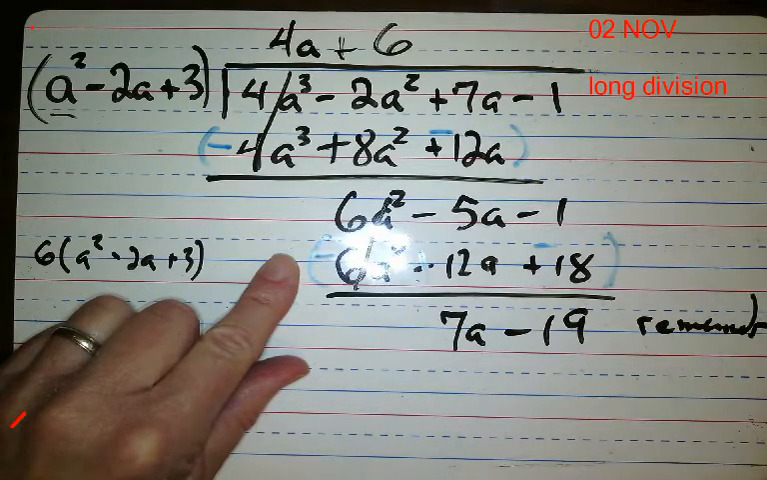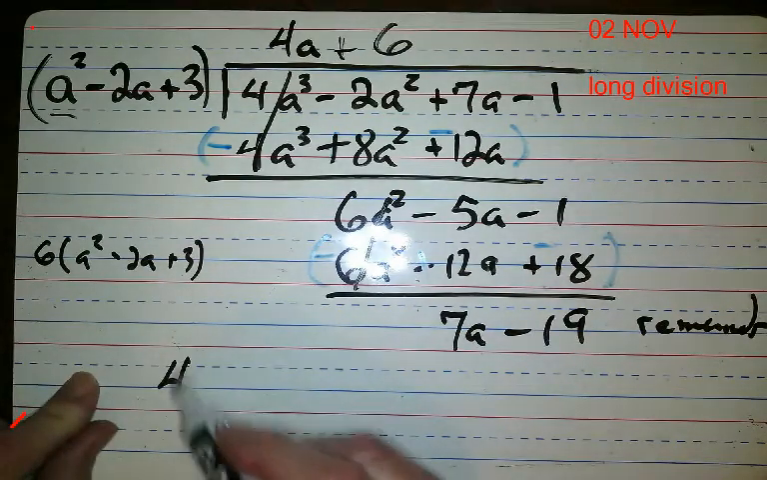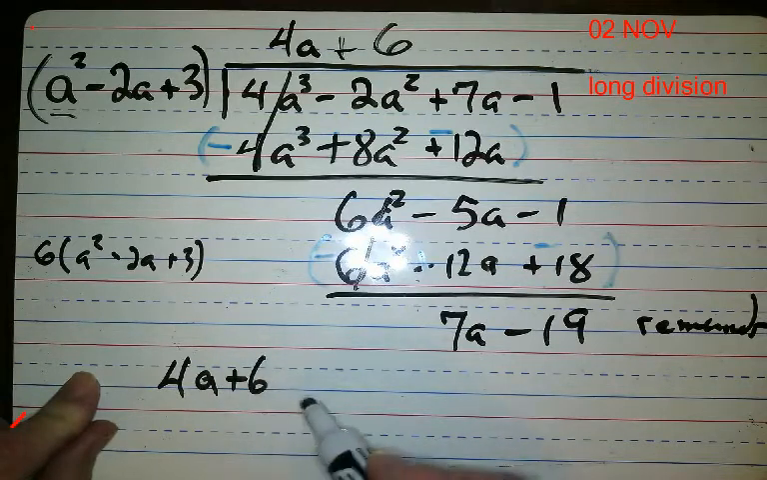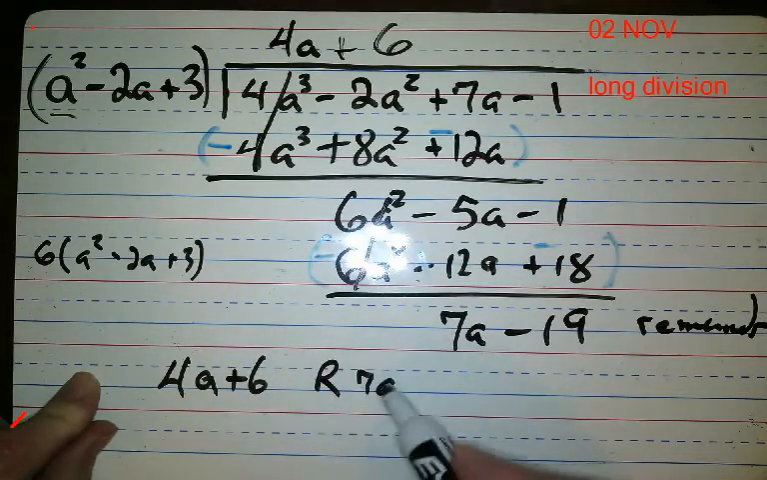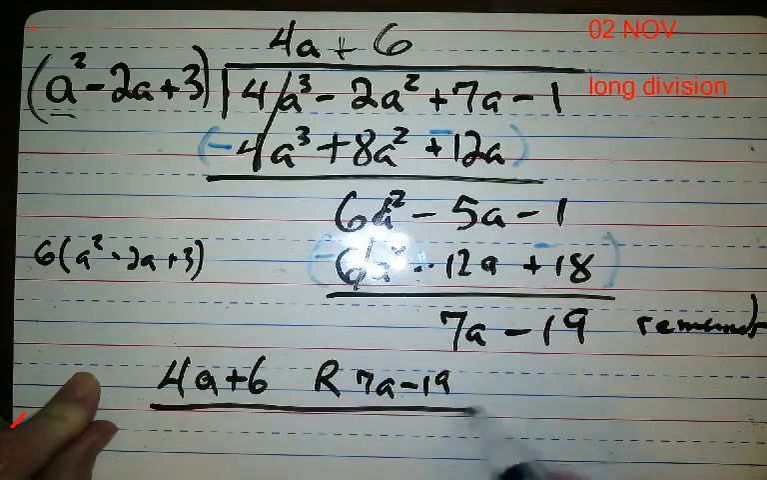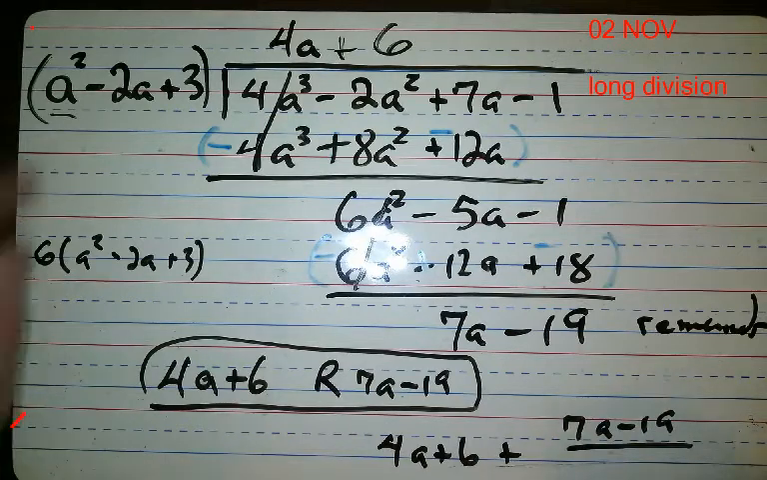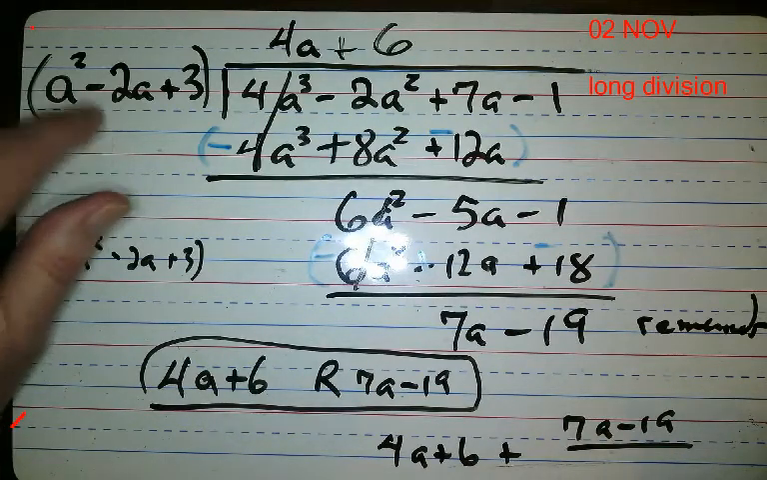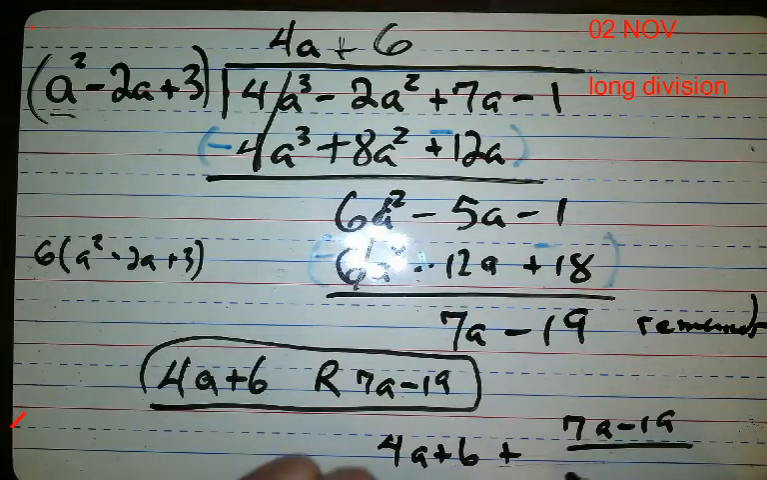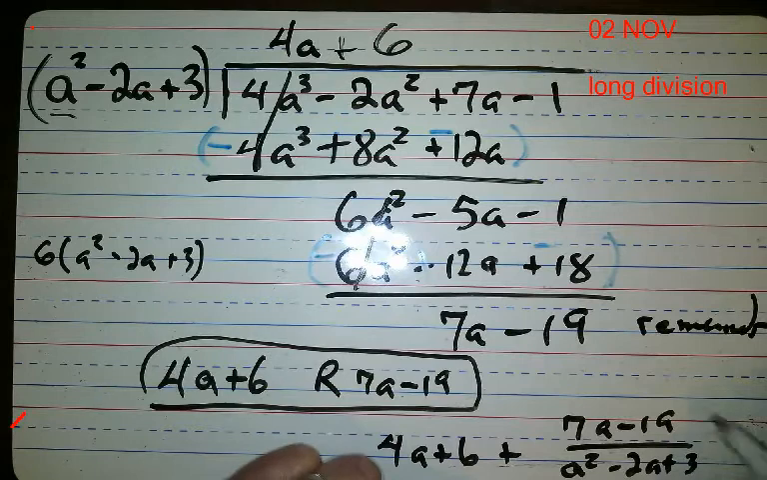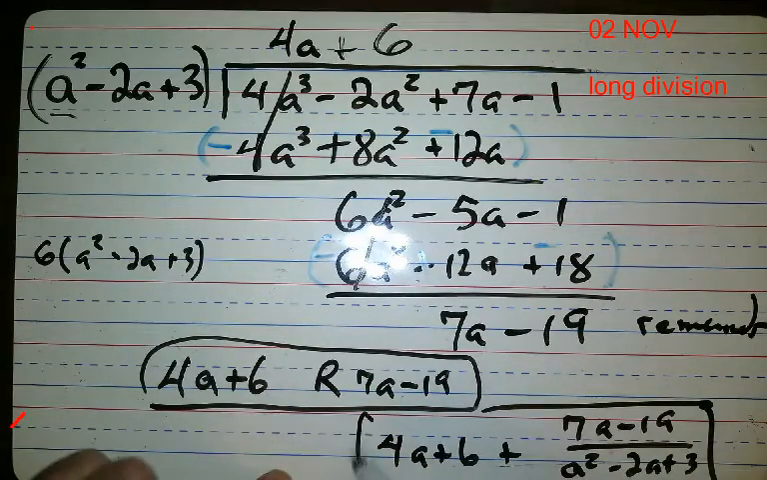Ooh. Okay, what's the answer? 4a plus 6 remainder 7a minus 19. That's the answer. Or I can write it like a fraction. Right? 4a plus 6, and then plus 7a minus 19 on top of the thing that I divided by. So that would be a squared minus 2a plus 3, and we are done.